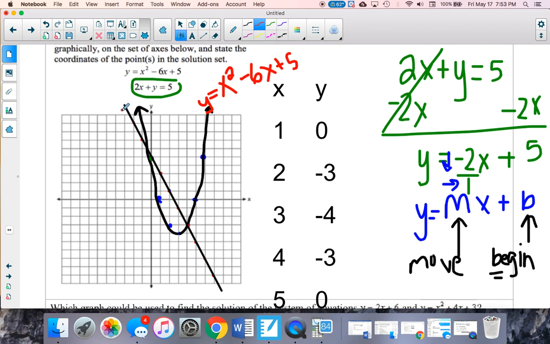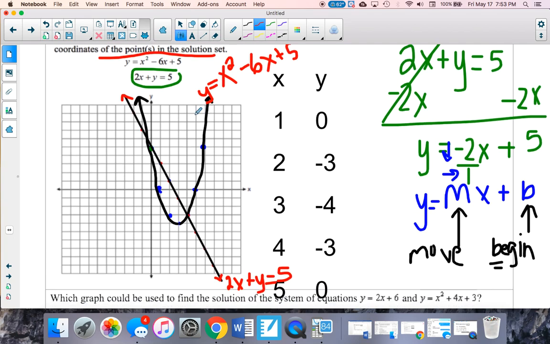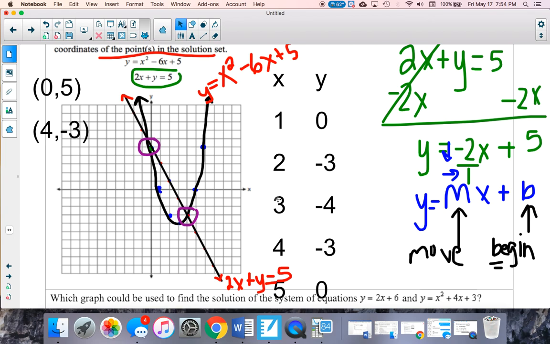Arrows and arrows, and I'm going to label it with the original equation. So 2x plus y equals 5. All good. It says state the coordinates of the points in the solution set. So one of the coordinates is over here where they intersect. I know it doesn't really look like it because of my bad parabola, but it's okay. And here's the other one. This point was 0, 5. So 0, 5. And the other point was 1, 2, 3, 4. 4, negative 3. So those are the two coordinates of our solution.